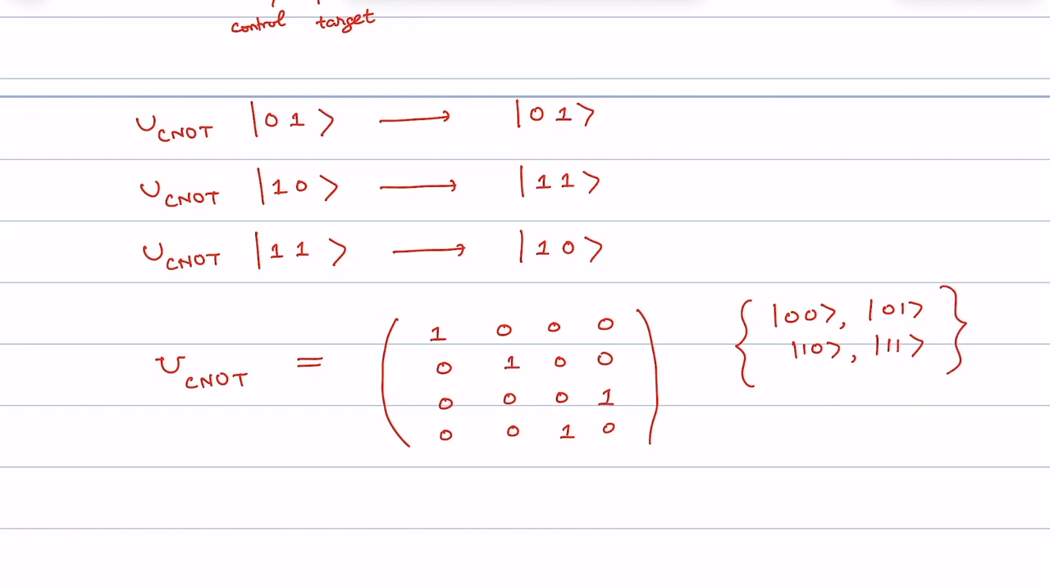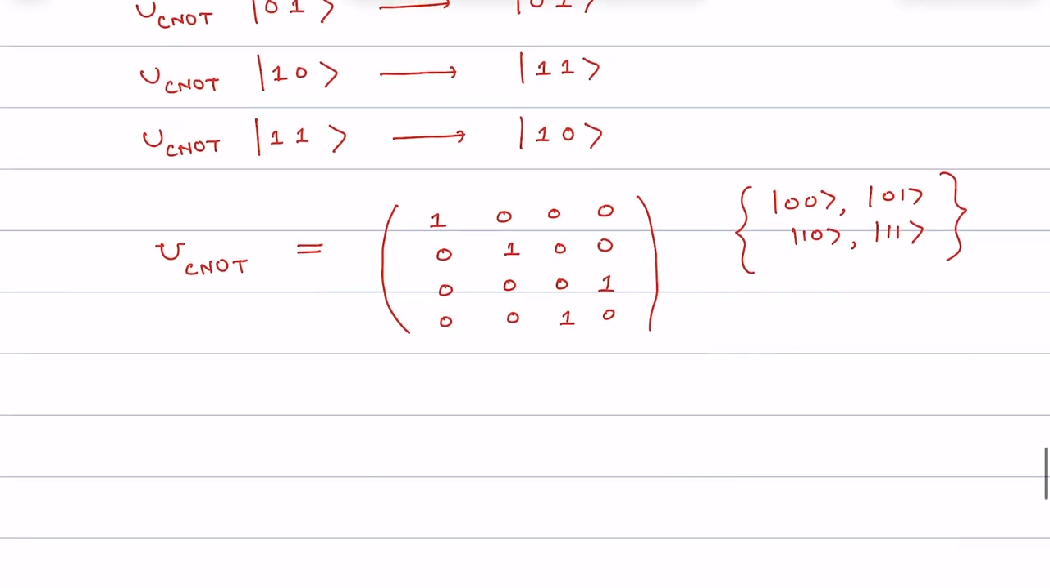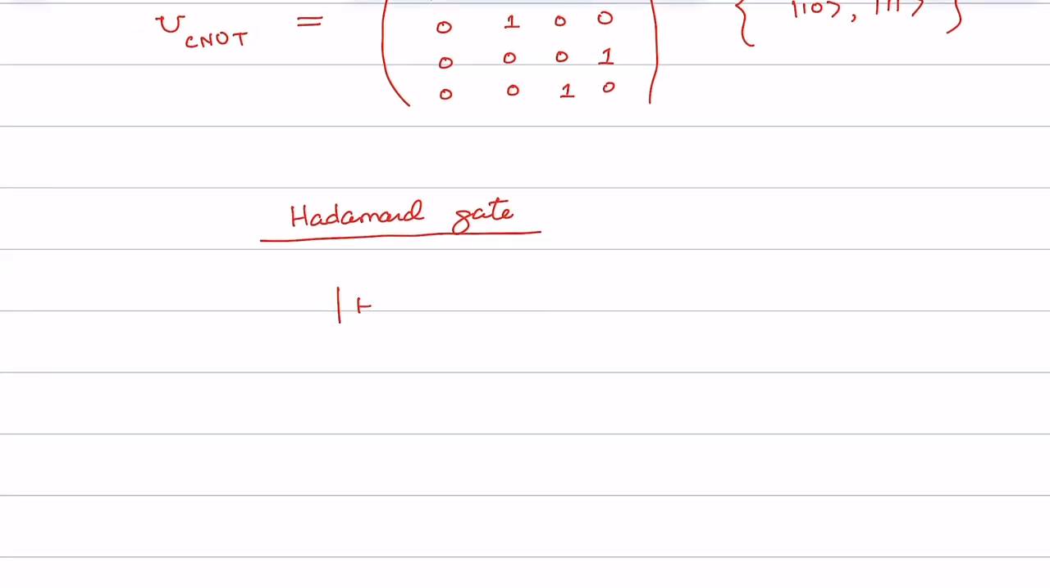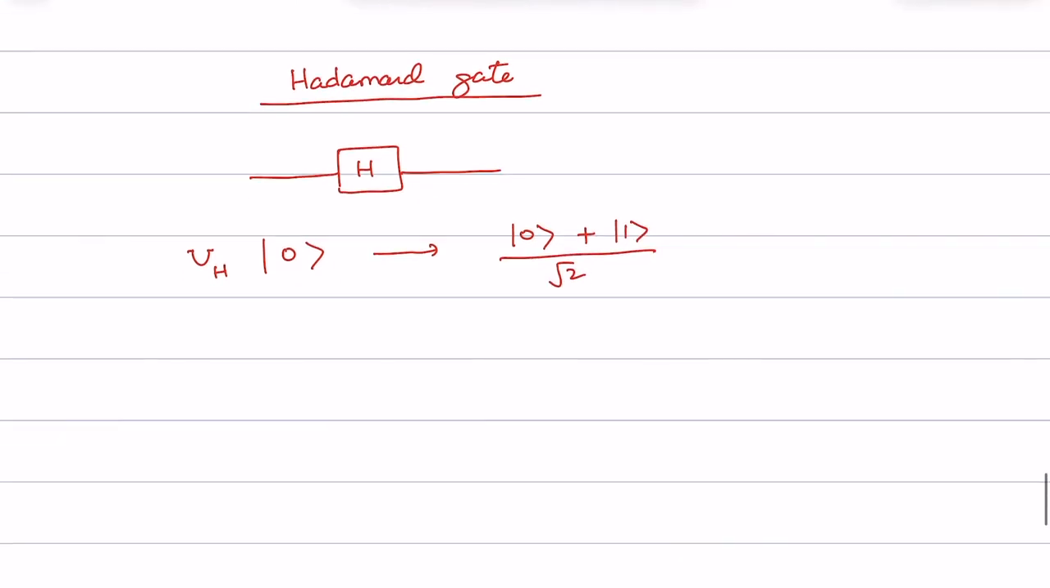Now let me quickly discuss another useful and relevant gate, that is called the Hadamard gate. A Hadamard gate is represented by this symbol. It's a single qubit gate, so it's represented by this symbol. Okay, and its operations can be defined this way. When the Hadamard gate operates on |0>, it converts it to a superposition state (|0> plus |1>) by root 2. And if it operates on the qubit or state |1>, it converts it to the superposition state (|0> minus |1>) by root 2.